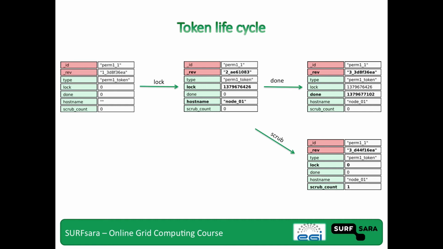So the type still stays the same and lock is being reset to 0. The token isn't done, so that stays 0, hostname stays the same, and scrub count is being incremented to 1. So we now know that the token has been tried on a worker node one time, but it has failed, and that we can now resubmit the same token to a different worker node.